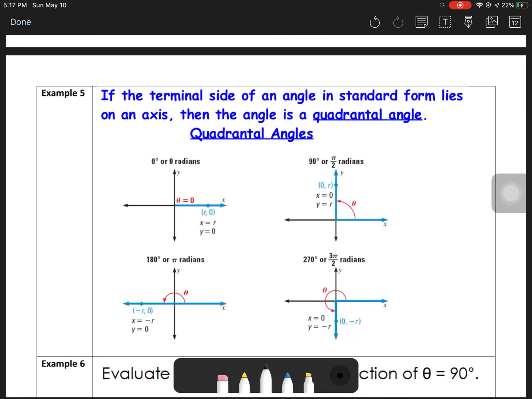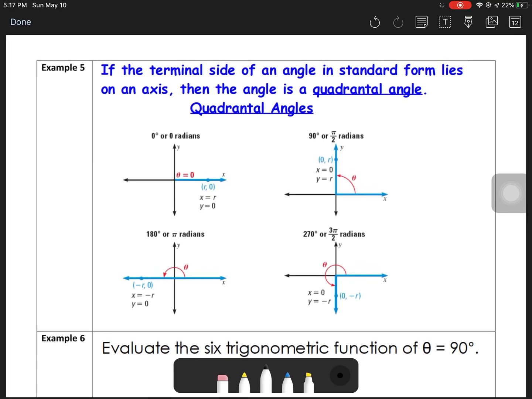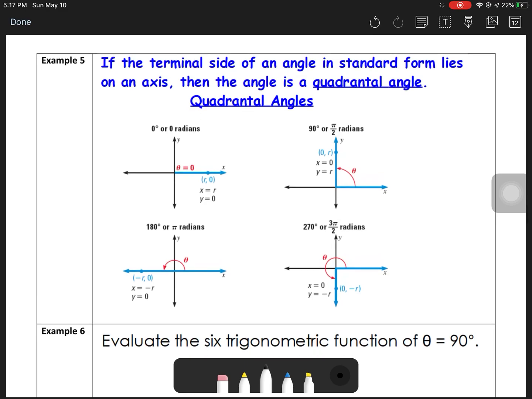Okay, next we have, if the terminal side of an angle in standard form lies on an axis, then the angle is a quadrantal angle. It's one of my favorite words in math. So the quadrantal angles are going to be all of these right here. So if I have my x and y axis, it's all the extensions.